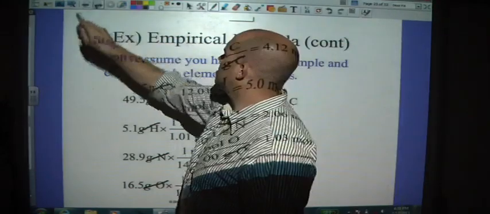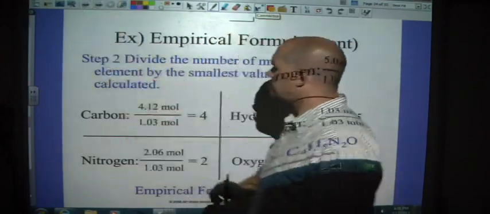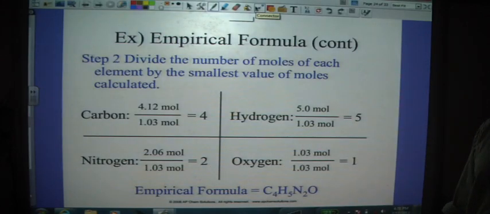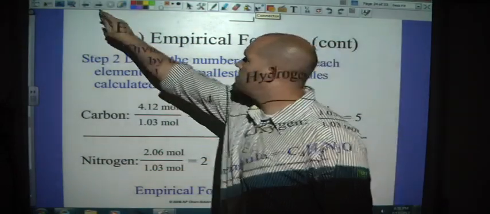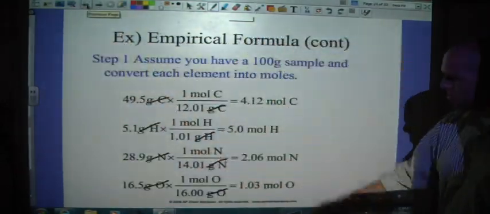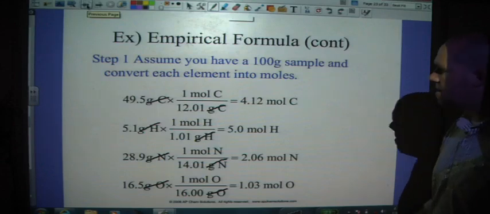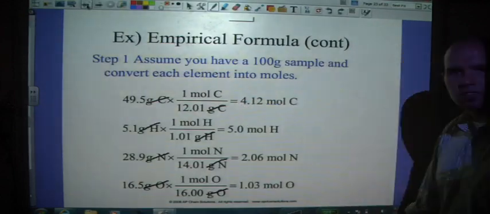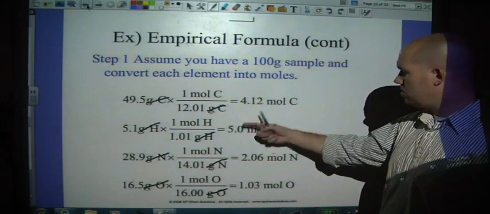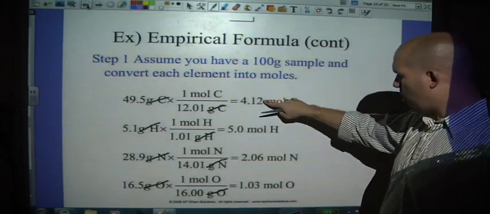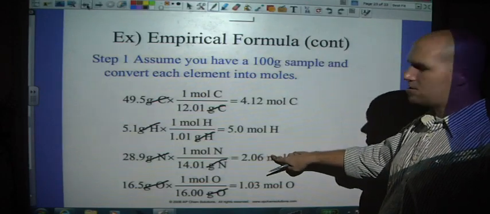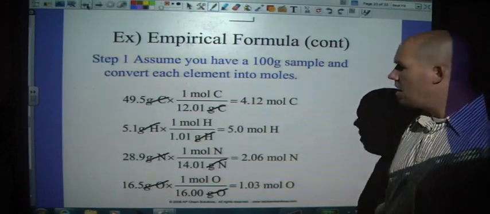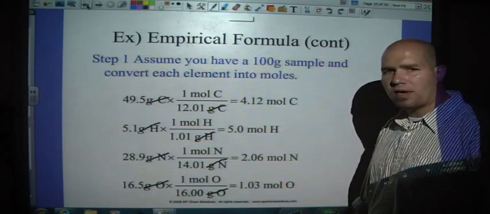What you're looking for now, you see these numbers? You're trying to find the smallest one. Which one produced the smallest number of moles? You notice here that these numbers weren't round numbers. So what you're going to do is divide by the smallest number here. What's the smallest? You have 4.12 versus 5. 4.12 is smaller. 4.12 versus 2.06. 2.06 is smaller. Now 2.06 versus 1.03, that's your smallest number. You're going to divide all these numbers by 1.03 moles.